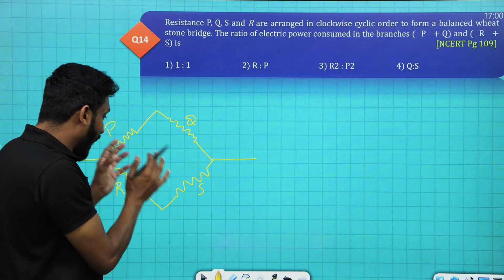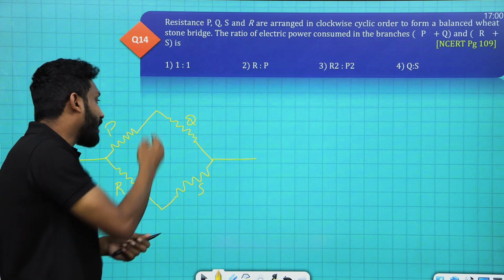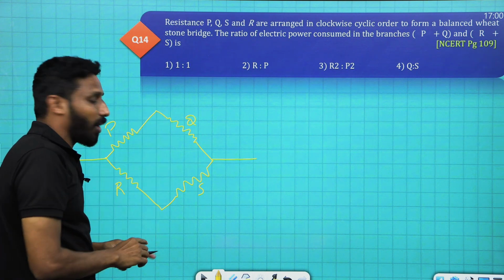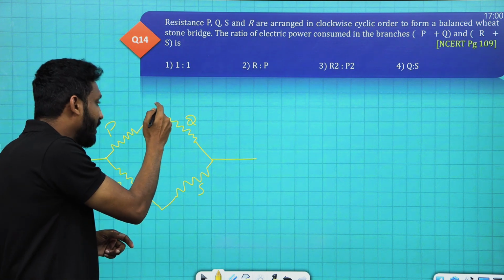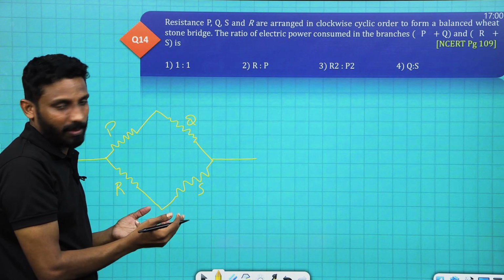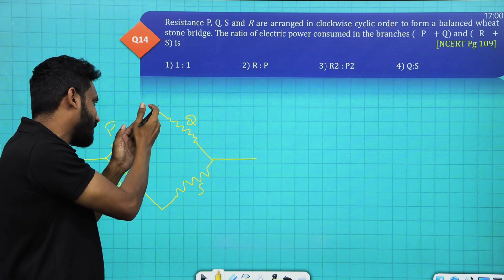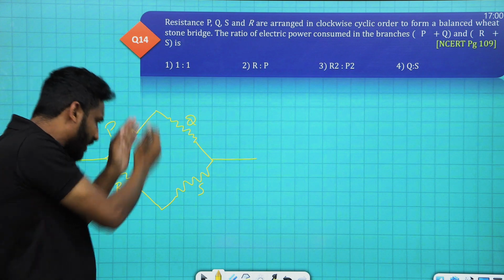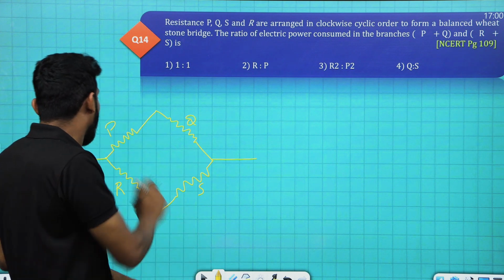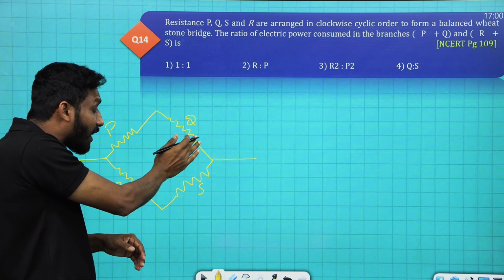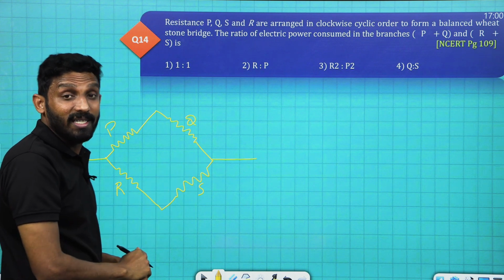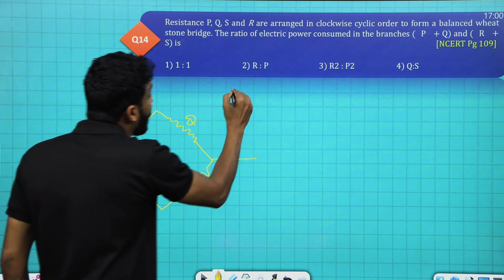When it is balanced, there won't be current between these 2 points. In this arm, no current will be there, so that's why I'm not drawing that. It is ineffective, no current through it. Then P and Q are in series, and R and S are also in series. And the balanced condition is that.